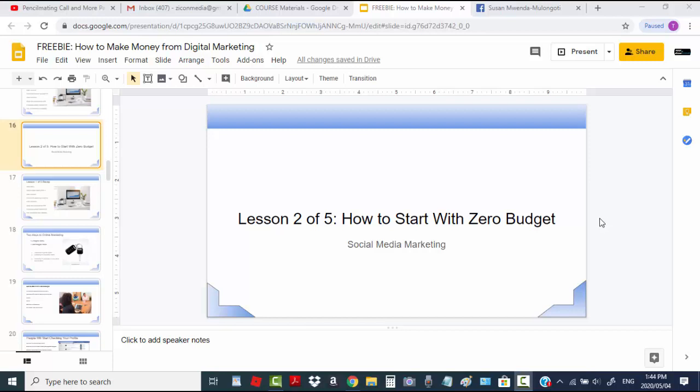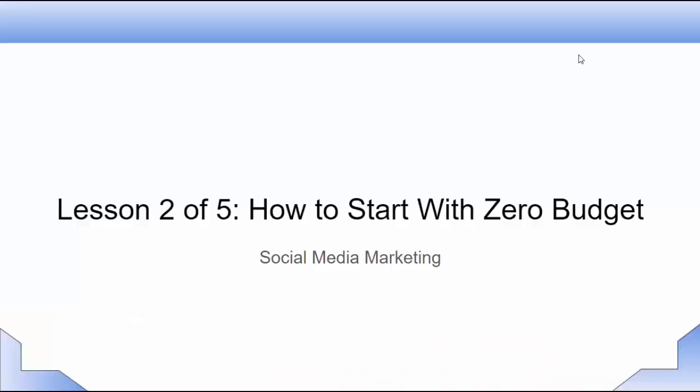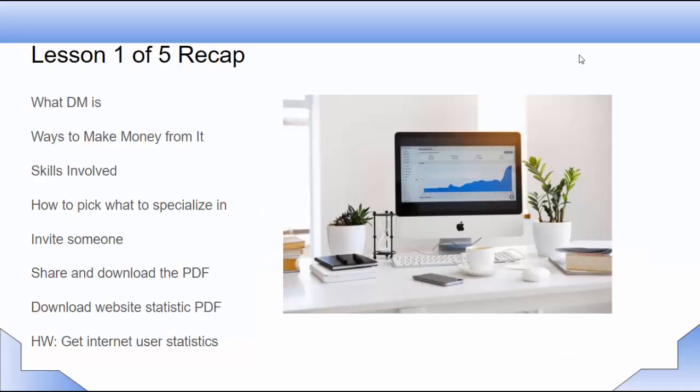The overall title of the program is How to Make Money from Digital Marketing. So there are 5 lessons that I am covering in this program. Okay, so let's start. Let's do a recap of lesson 1.